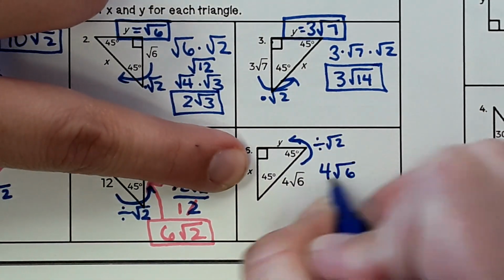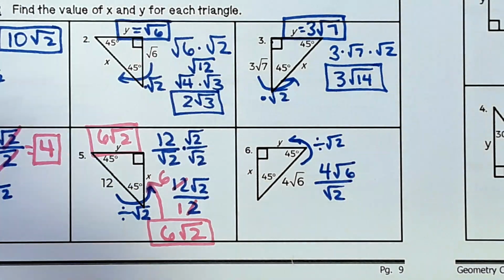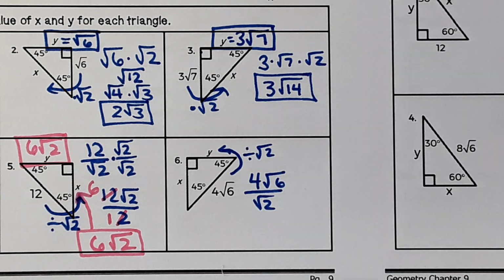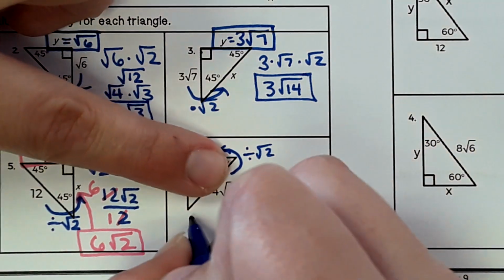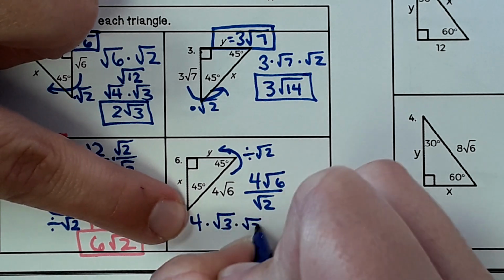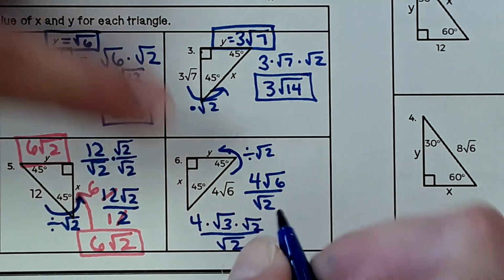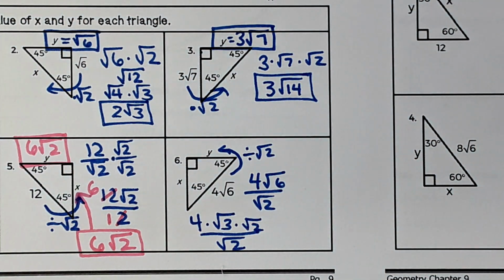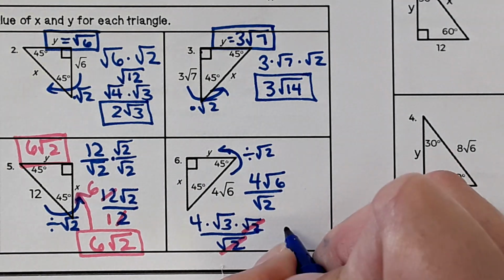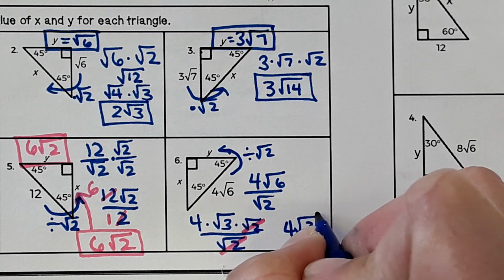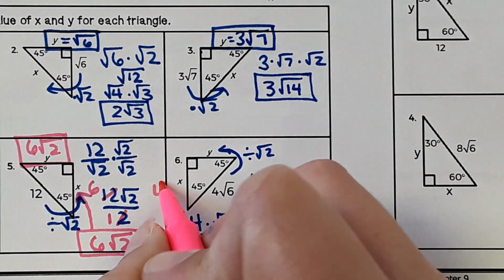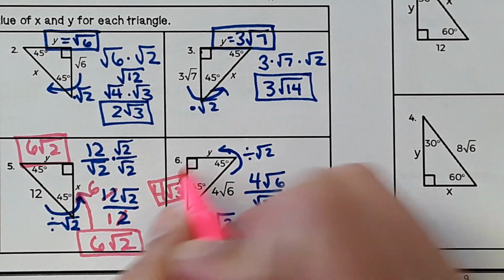4 square root of 6 divided by square root of 2. And then from here, 4 times, I'm breaking up the 6, square root of 3 times square root of 2 over square root of 2. Then this cancels, and I'm left with 4 square root of 3. So this is 4 square root of 3, and so is this.